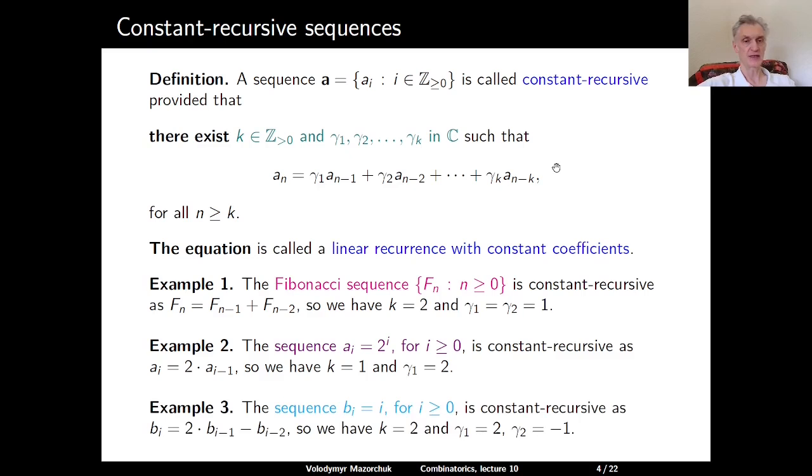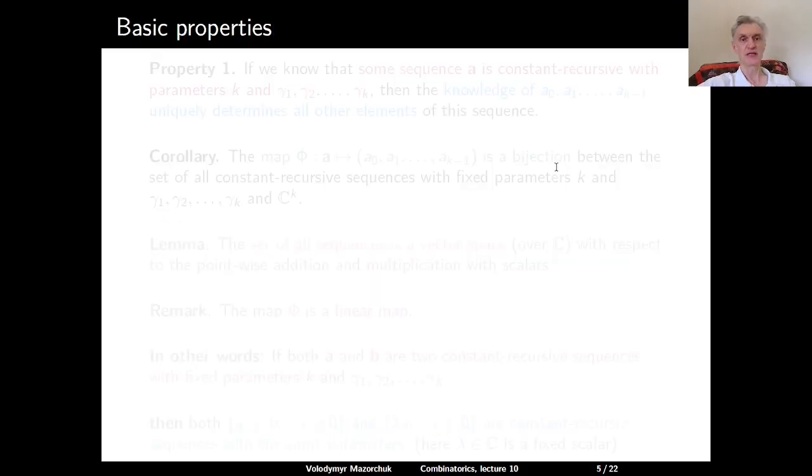Here is a more complicated example. The sequence b_i, which is equal to i for all i greater than or equal to 0, so the identity map, so to say, is constant recursive because here b_i is equal to 2 times b_{i-1} minus b_{i-2} for all i greater than or equal to 2. So we can take k to be equal to 2, gamma 1 to be 2, and gamma 2 to be minus 1. Here are some basic properties of constant recursive sequences.